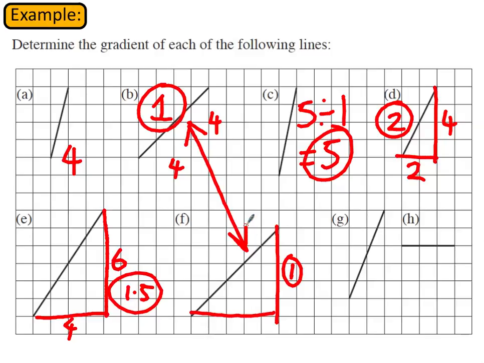In G, we have a change of 5 going up and across going 2, so that's 5 divided by 2, which is a gradient of 2.5. And of course in H, what's the gradient? Well, there's no change going up at all, so in this case we'd say that the gradient is 0.